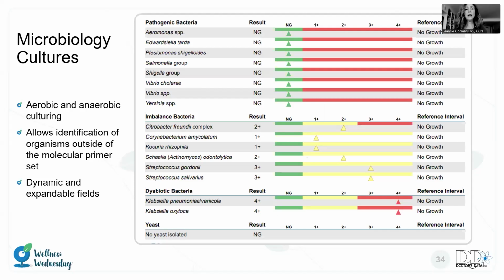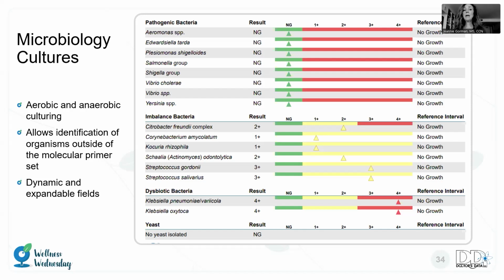Okay, now we're into microbiology cultures. So this report starts with culturing out many of the same organisms that we had already looked for using PCR. We are double checking our work for more acute findings with cultures. So if it was positive on PCR, and it's positive on culture, most likely we got an active infection. Imbalance or commensal bacteria are also cultured.